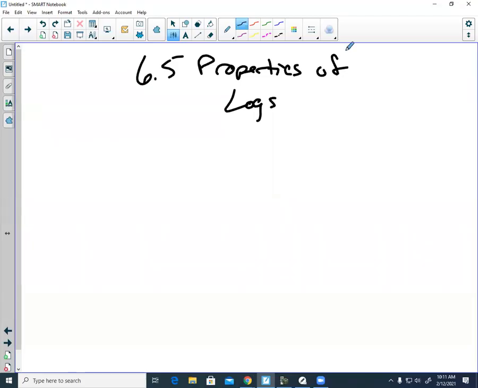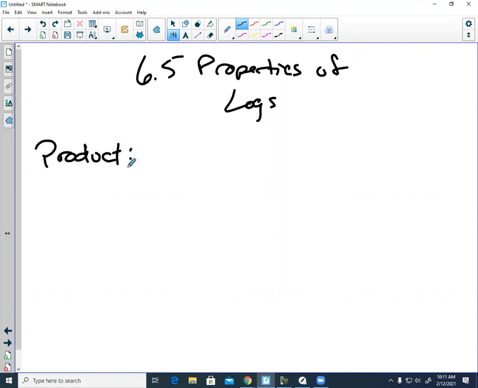So, properties of logs, as stated, is a difficult section. There are really three different properties of logs that you're going to deal with. These properties work hand in hand with exponential properties, and I'm actually going to write the exponential property alongside each one so that you can understand what's going on. The properties of logs start out with something called the product property.